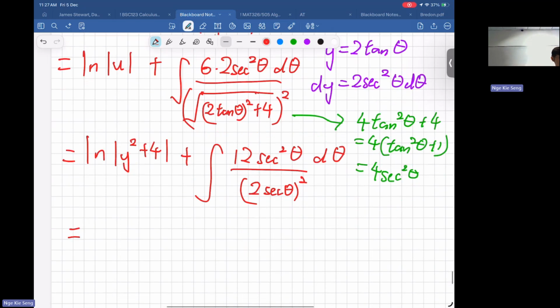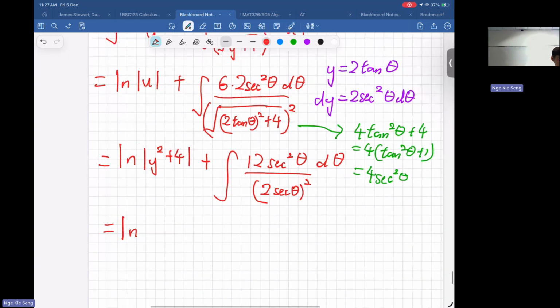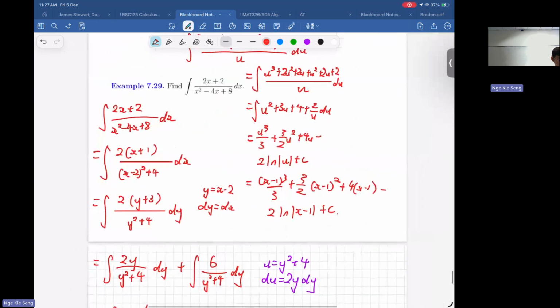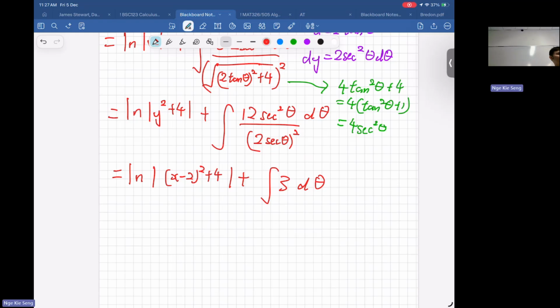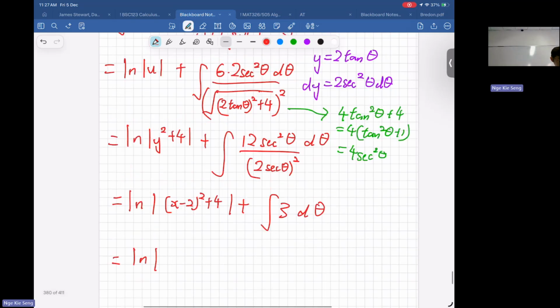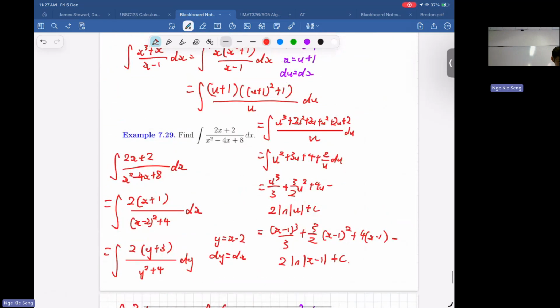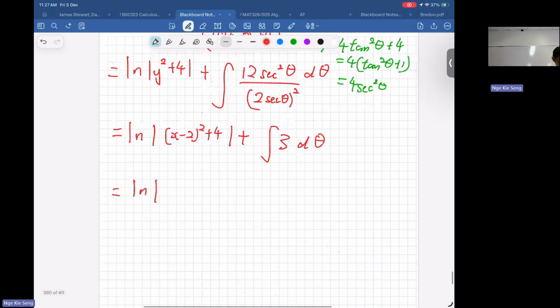And then you're left with a very easy integral here. So y squared, we still need to put it back to x, right? So y is x minus 2. So here is x minus 2 squared plus 4. And then here we are just left with 3. 3 only. Correct? 12 divided by 4 is 3. Okay, so what are we left with? The first term here, we can put it back to what it is: x squared minus 4x plus 8. And then this one is 3 theta plus c.